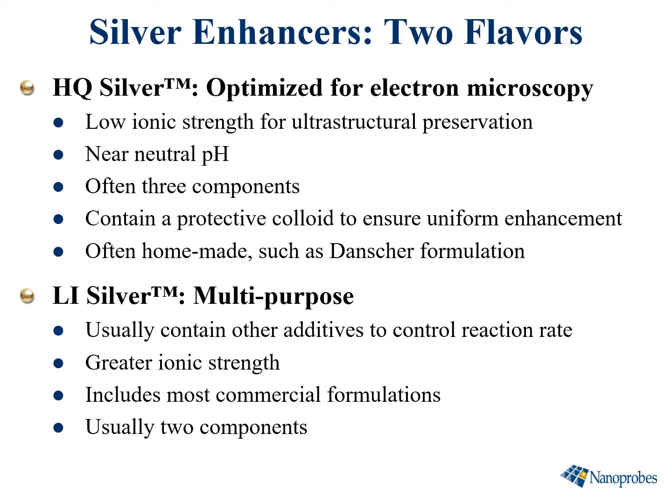Silver enhancers from Nanoprobes are available in 2 flavors. HQ Silver, which is optimized for electron microscopy. It has low ionic strength and near neutral pH for good ultrastructural preservation. It has 3 components and contains a protective colloid that ensures uniform enhancement and consistent spherical particle morphology. And this is very similar to homemade enhancers such as the Danscher formulation.